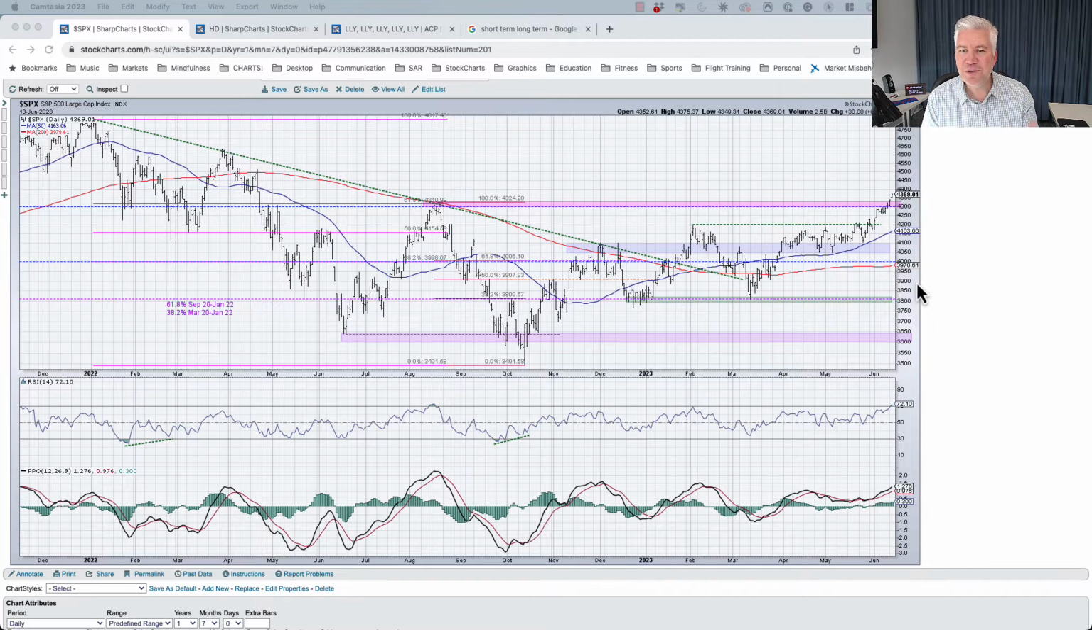So what am I looking at when I'm looking at this chart right now? Well, of course, we're recording this in mid-June. We've just had a pretty significant break where the S&P is powering above 4,300. We've talked about this level for quite some time because it's the August 2022 high. It also represents a 61.8% retracement from the January 2022 high to the October 2022 low.